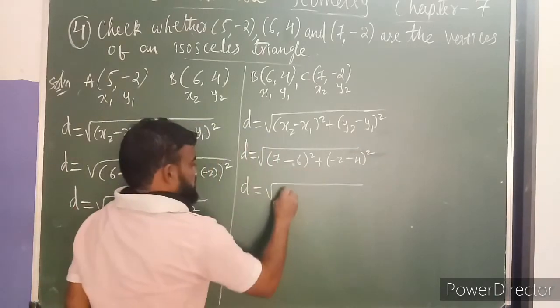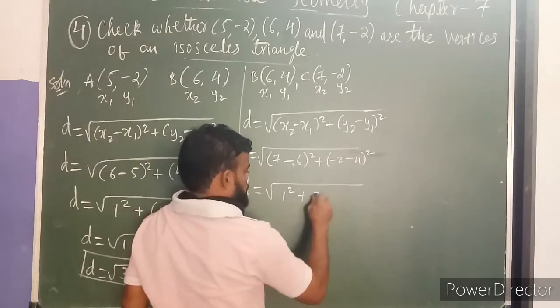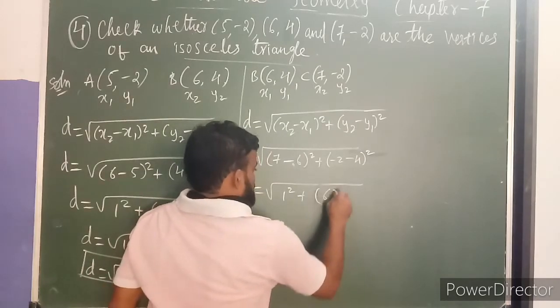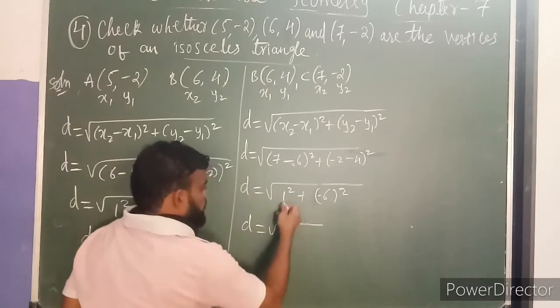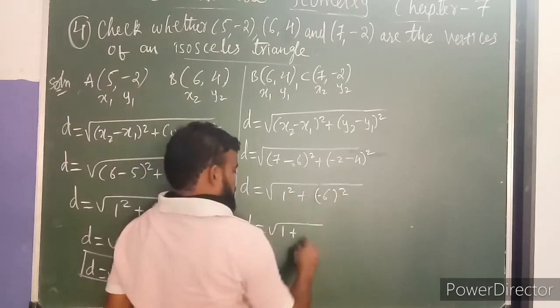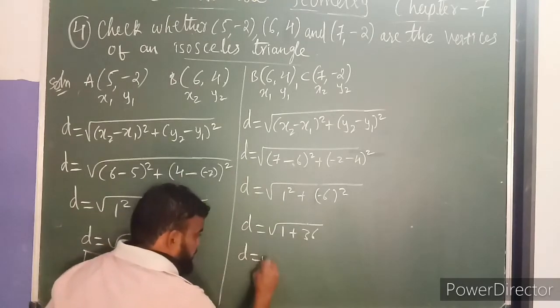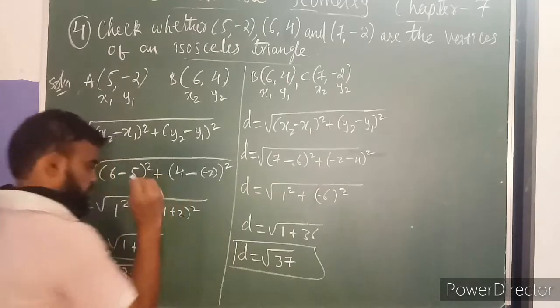So 7 minus 6 is 1, whole square, plus minus 2 minus 4, that is minus 6, whole square, is 36. So BC is equal to under root 1 square, which is 1, plus 6 square, which is 36. Minus into minus is plus 36. If we add both, we will get root 37. The second one is also similar.